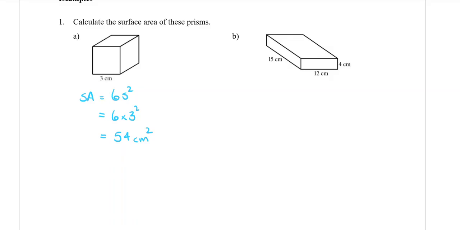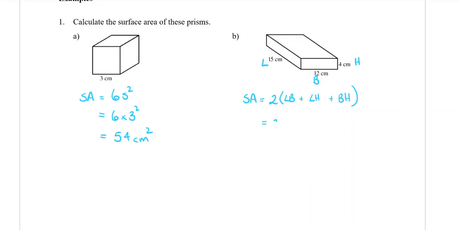The second shape is a rectangular prism. So this is the longer formula. SA equals 2 lots of LB plus LH plus BH. My 3 different rectangles. So I'm going to say this one's the L, this one's the B, and this one is the H, just so I don't mix things up.